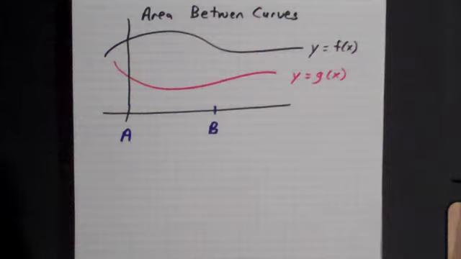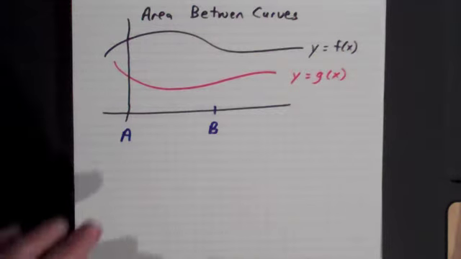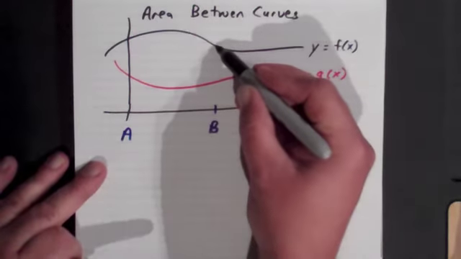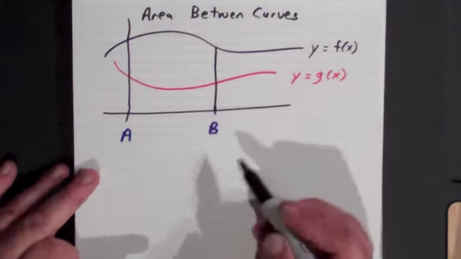Okay, today I'm going to talk about how to find the area between two curves. I have a curve here on top, y equals f of x, a curve underneath it, y equals g of x. I'd like to find the area between the two curves on the interval from a to b.